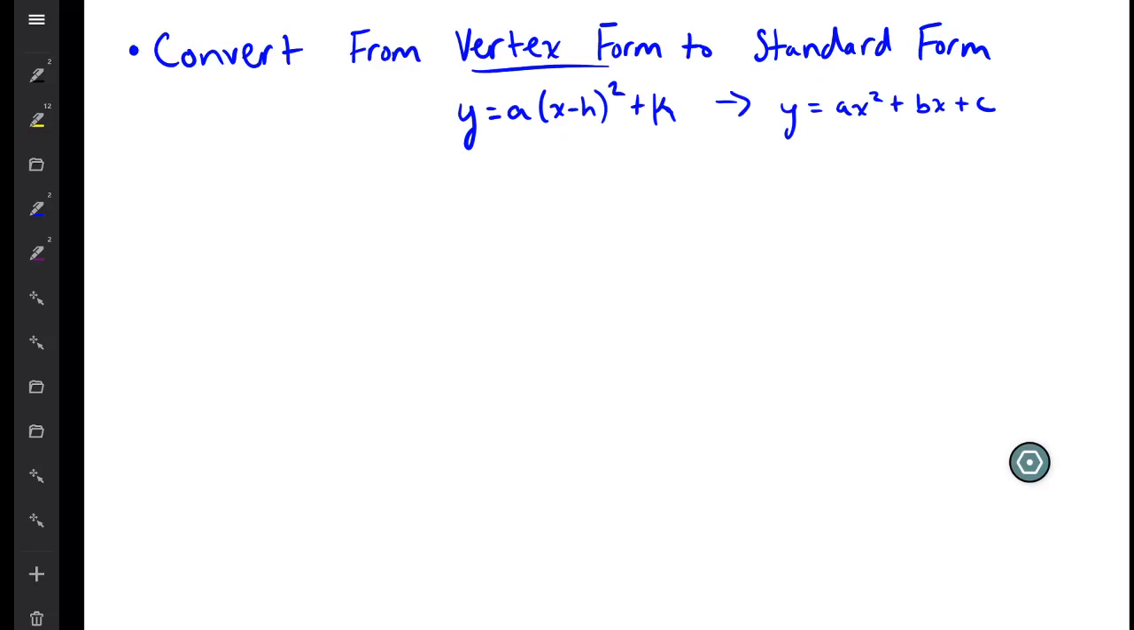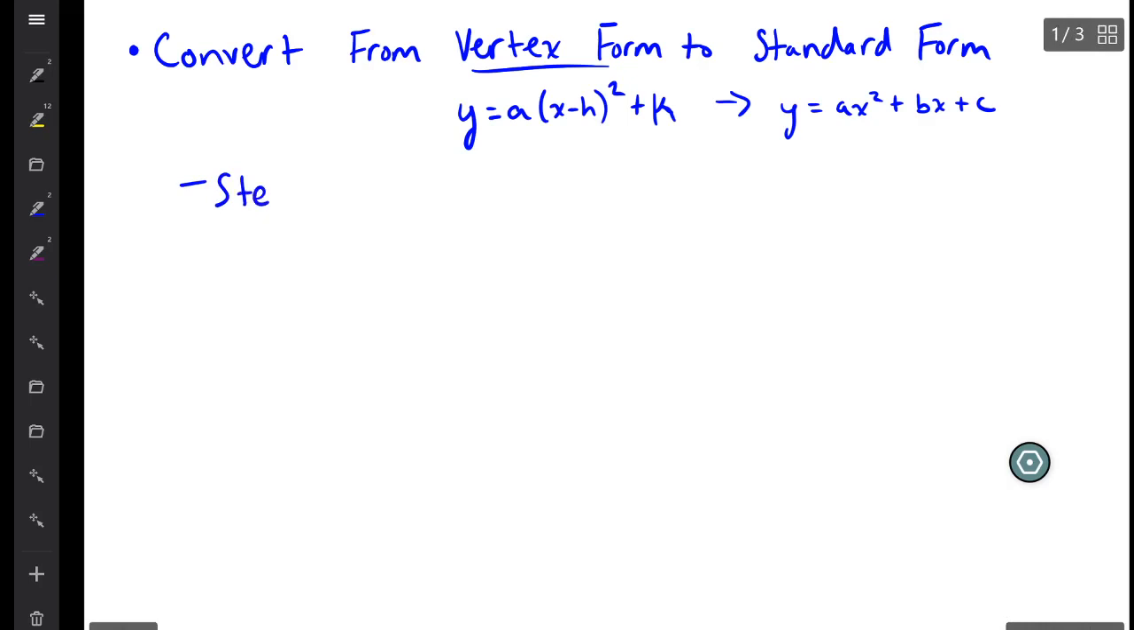So in today's lesson, we're going to be converting first from vertex form to standard form. And then after we do that, we're going to go backwards from standard form back to vertex form. So remember that vertex form is y equals a times (x minus h) squared plus k. And we want to basically get rid of our parentheses and get rid of our squared and turn that into y equals ax squared plus bx plus c. So we're going to copy this down into our notes.